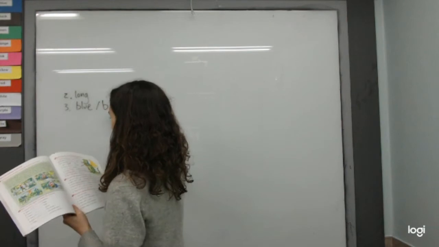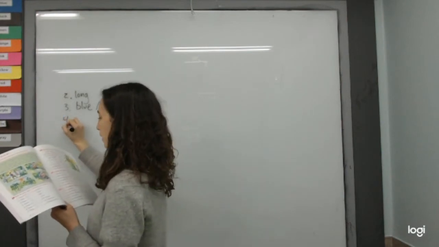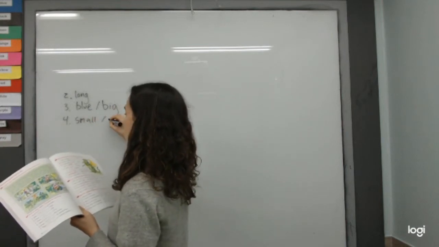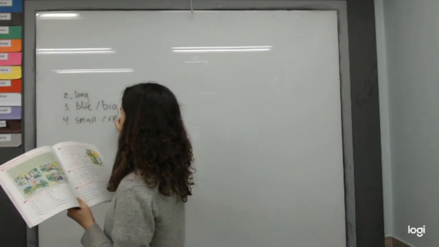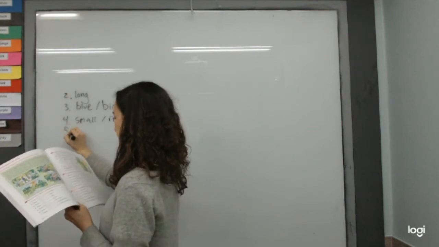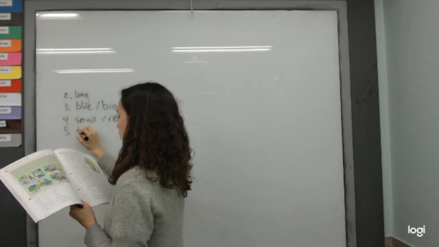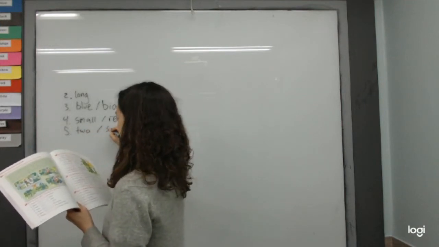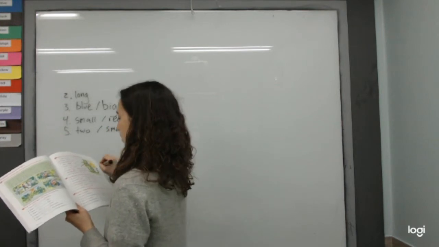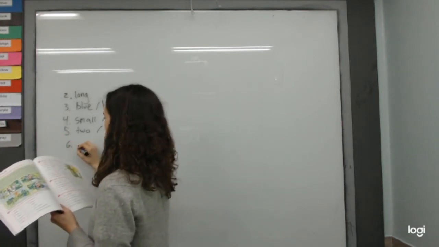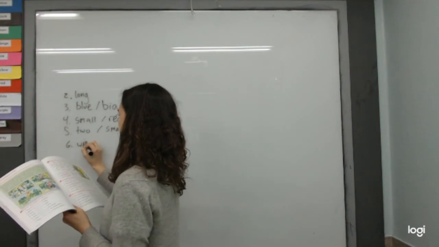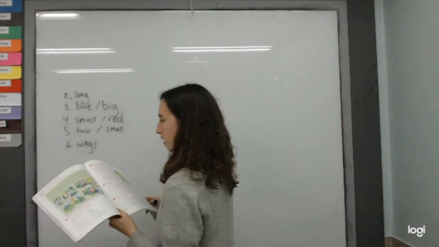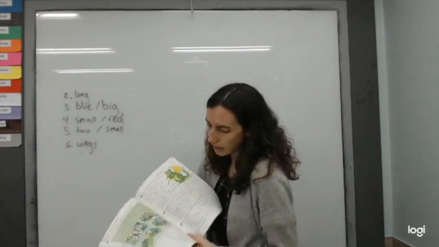big head. It had small ears and a red tongue. It had two big legs at the back and two small arms at the front. And last, it had yellow wings. Okay, good. Finished? Okay, let's go to the next part.